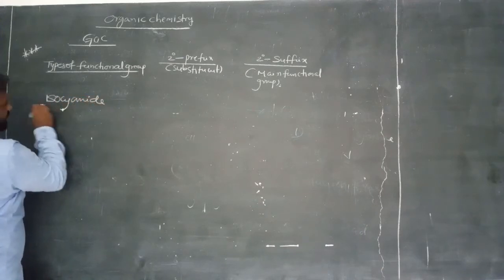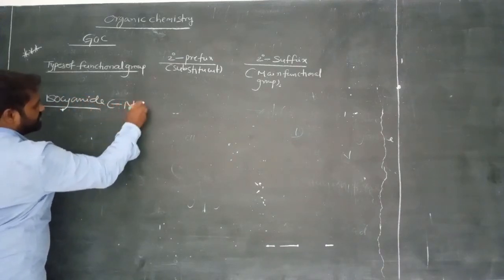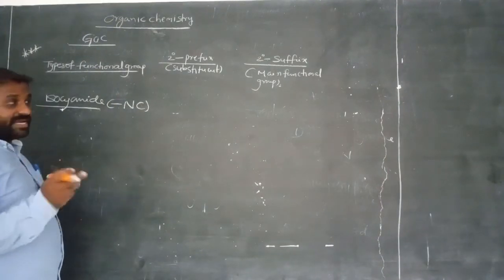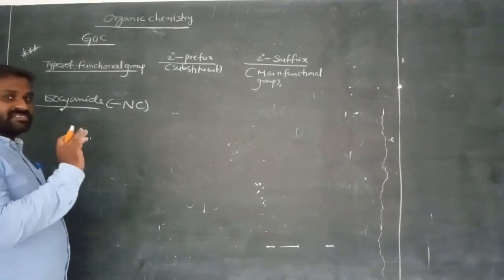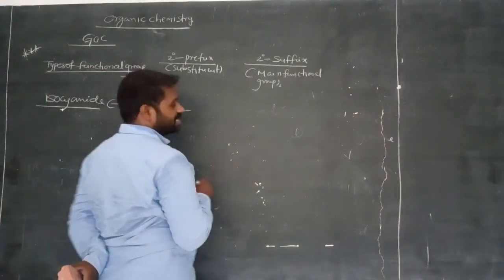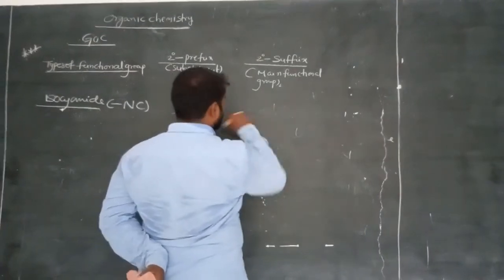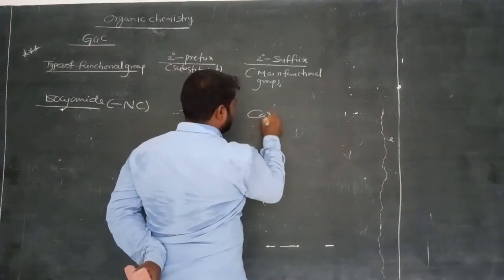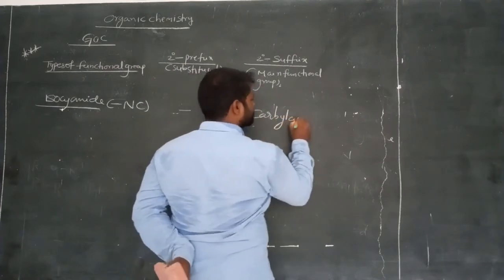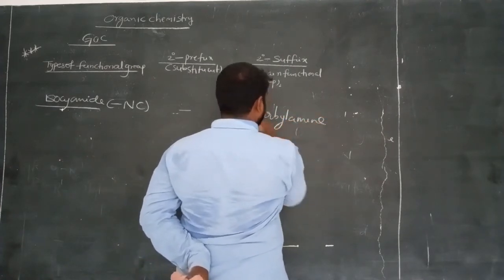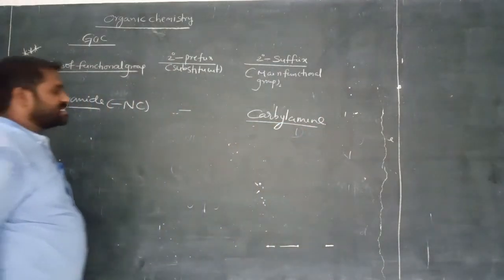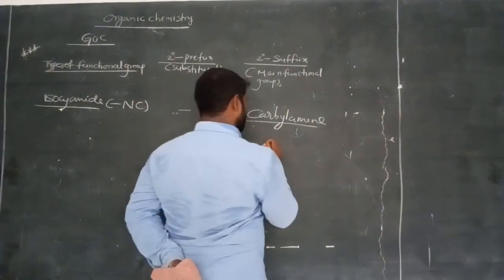Isocyanide. This is bond NC. CN means cyanide, and bond NC means reverse. Isocyanide. In this case, there is no particular substituent, but here we call it carbylamine. Remember this carbylamine, as the main functional group. Let us take some examples.